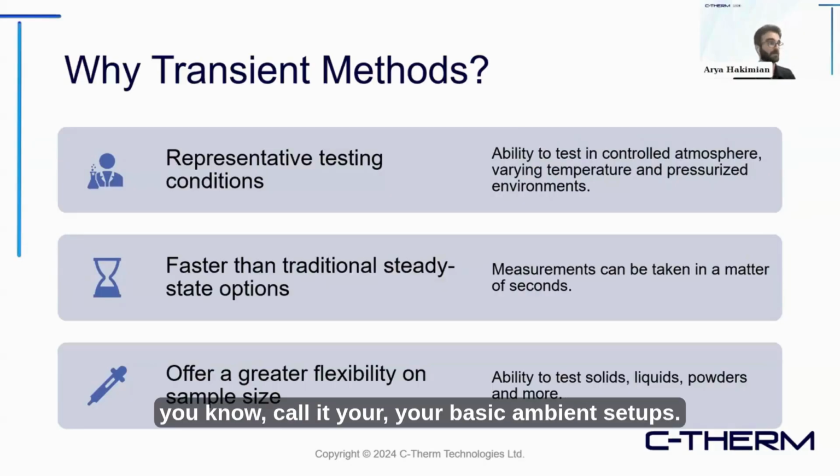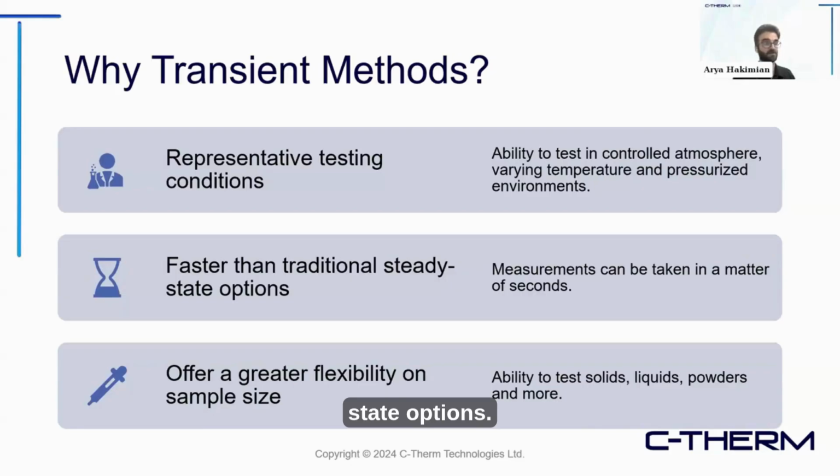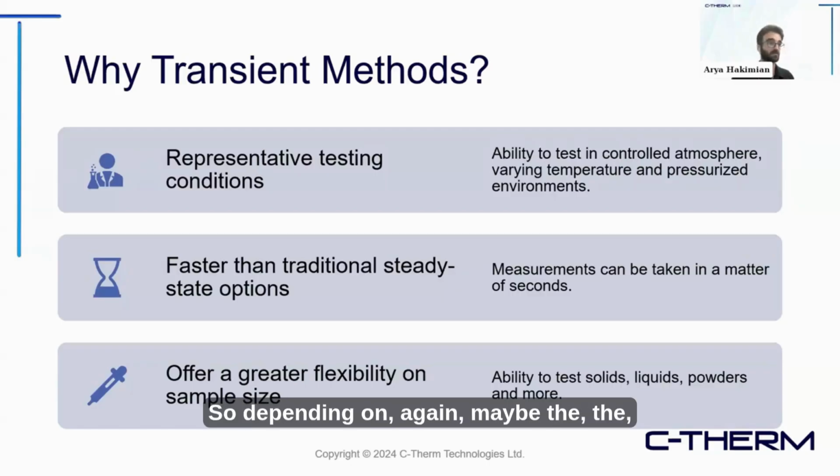The other last two points here. Looking at speed, transient measurements will always be faster than traditional steady state options. This can be quite valuable. Time is money. So depending on the amount of materials you're looking to test, of course, projects have deadlines, so you want to be able to effectively use your time. Transient options provide a nice fast pathway to that.